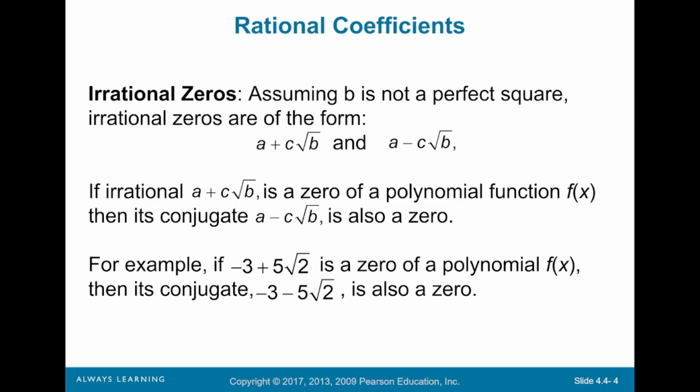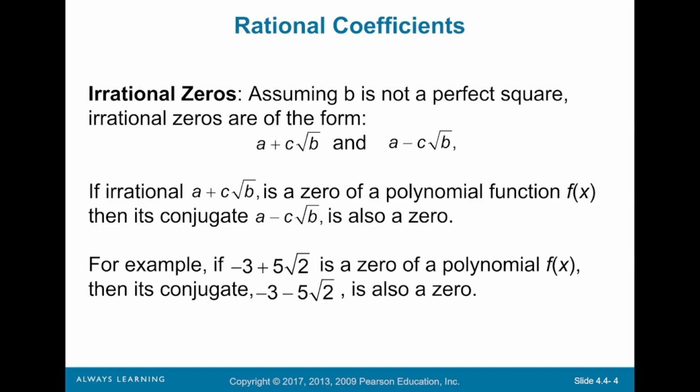So now let's look at some irrational zeros. Assuming that b is not a perfect square, and the square root of b would not simplify, irrational zeros are of the form a plus some c times the square root of b, and a minus c times the square root of b. We also have a rule that if a plus c root b is a 0 of our polynomial, then its conjugate, where the sign is flipped, a minus c root b, is also a 0. So for example, if I have -3 plus 5 root 2 as a 0 of my polynomial, then its conjugate, -3 minus 5 root 2, is also a 0.